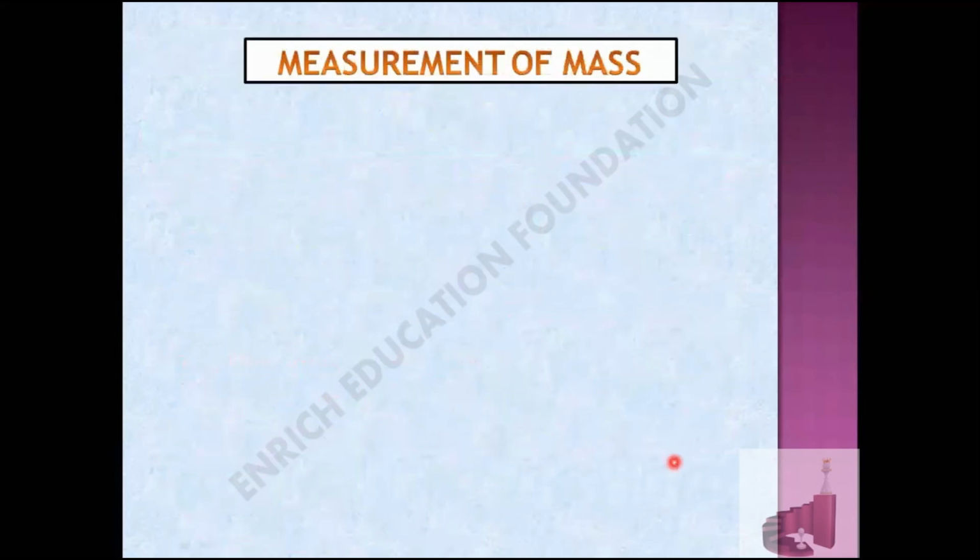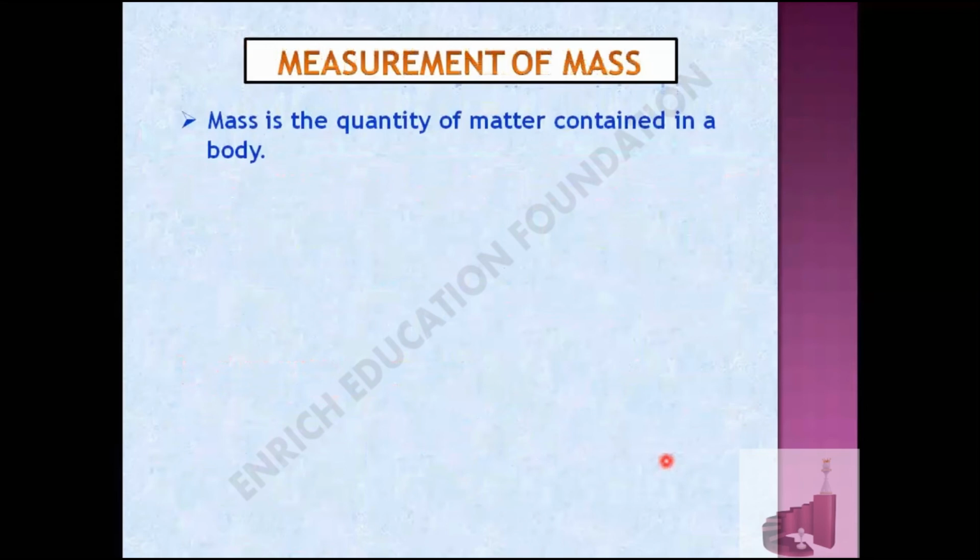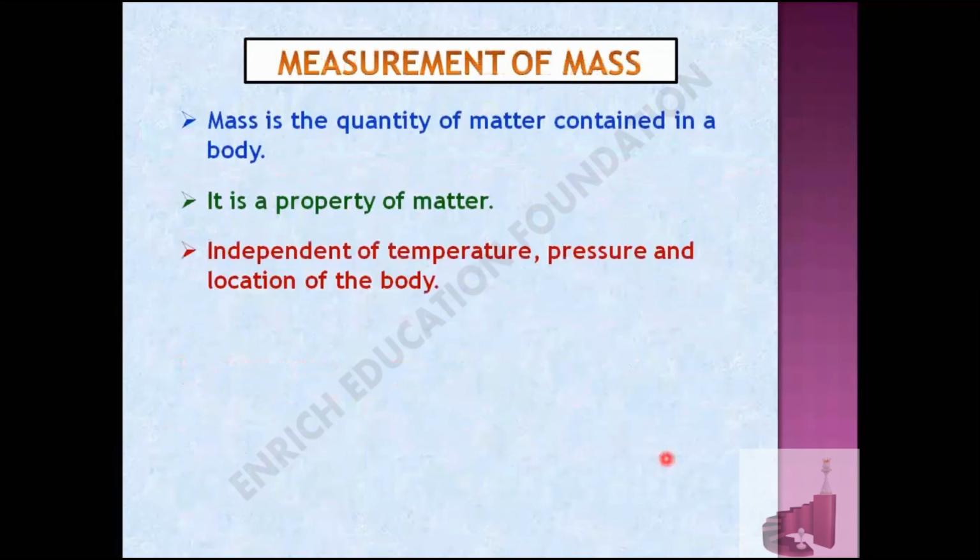Next is measurement of mass. Mass is the quantity of matter that is present in a body, and it is actually a property of the matter, and it is found to be independent of temperature, pressure, the position of the object, and so on. Mass can have a range from about 10 power minus 31 kg, which almost corresponds to the mass of an electron, to about 10 power 55 kg, which corresponds to the mass of some heavenly bodies.